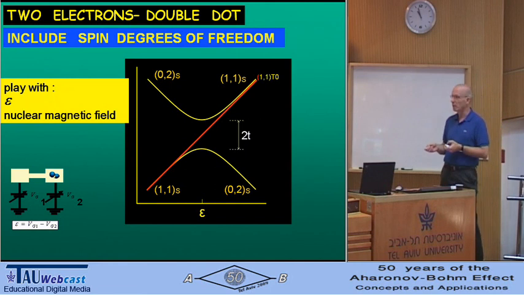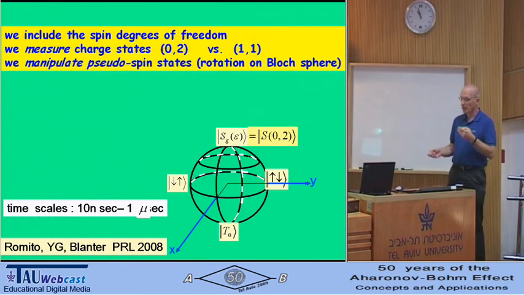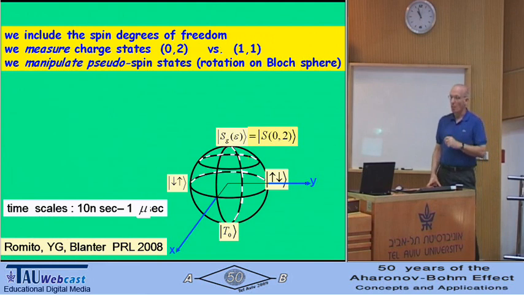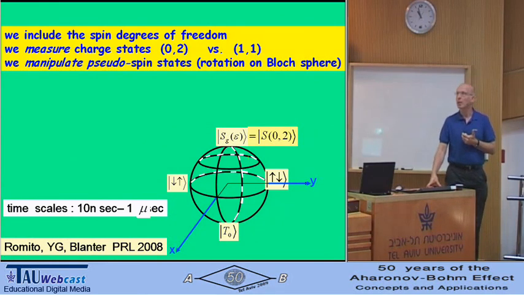I don't have time to discuss this. So the upshot of this is that we have included the spin degrees of freedom, which would mean that our decoherence times are large. Decoherence times for charge degrees of freedom are very short. For spin degrees of freedom they are large. So we are talking not about 10 picoseconds, but about 10 nanoseconds up to 1 microsecond, which are very long time scales. Experiments can be performed within this time scale.